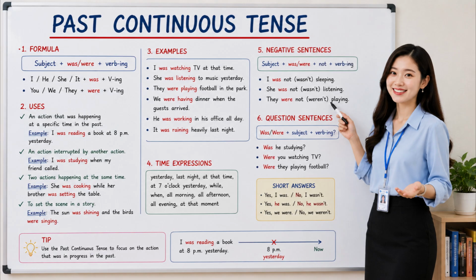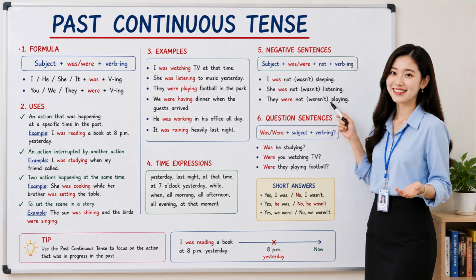The past continuous tense is a valuable part of English grammar that helps us describe actions that were in progress at a specific time in the past. It is commonly used for ongoing actions, interrupted actions, background information in stories, and situations where two actions were happening at the same time. The basic formula is was or were plus verb ing, and it is often used with words such as while, when, yesterday, last night, and at that moment.